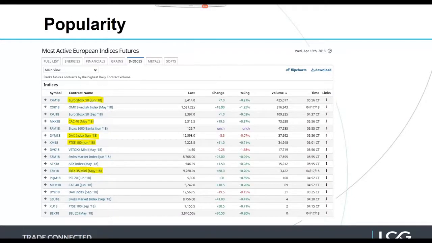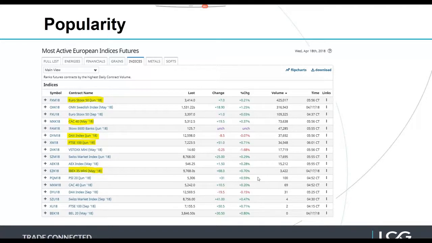Just wanted to touch quickly on, I mentioned before that these indices are all futures contracts, and just wanted to show here that it's up there in terms of some of the most popular indices. I don't think this is naturally a normal state of play, but you can see it's actually behind the CAC 40.